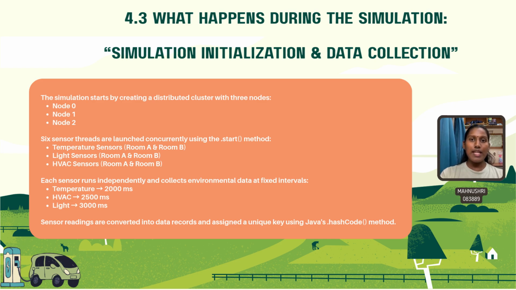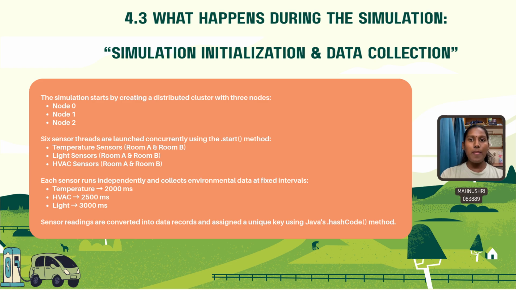After the nodes are initialized, 6 sensor threads are started concurrently using Java's start method. These sensors represent temperature, light, and HVAC monitoring for both room A and room B. Each sensor runs independently and collects environmental data at different polling intervals.